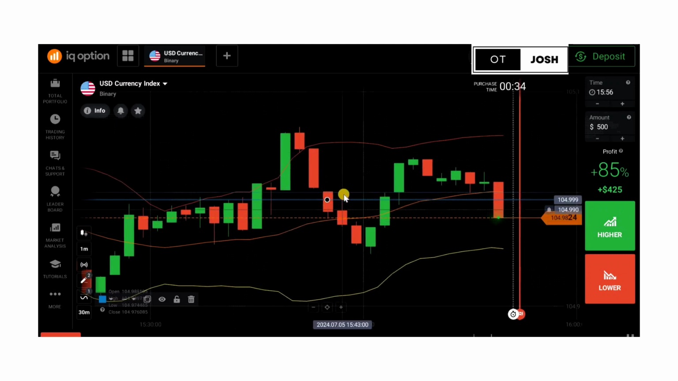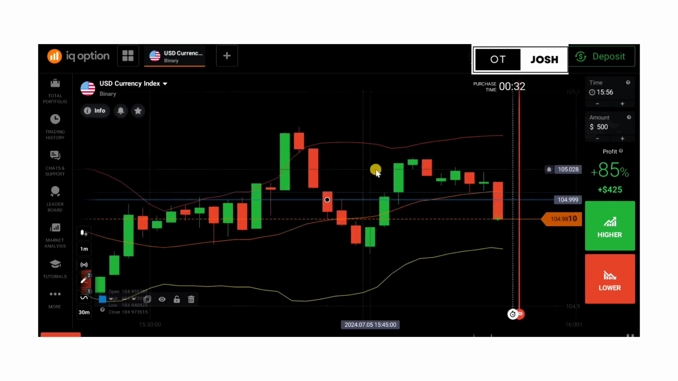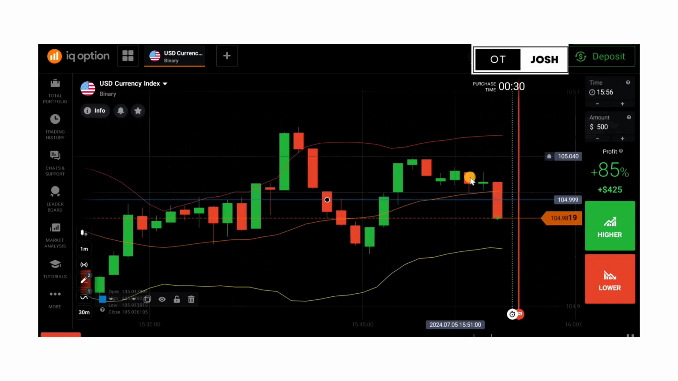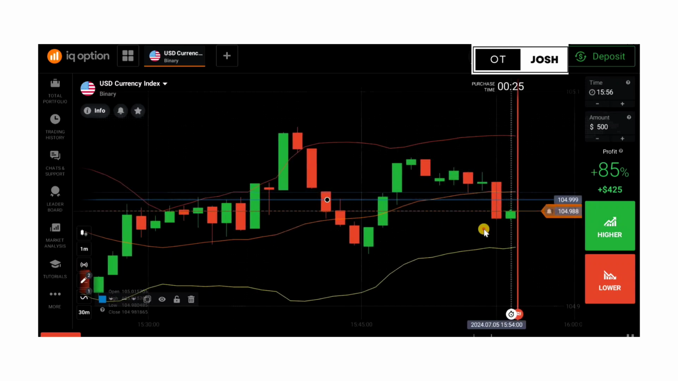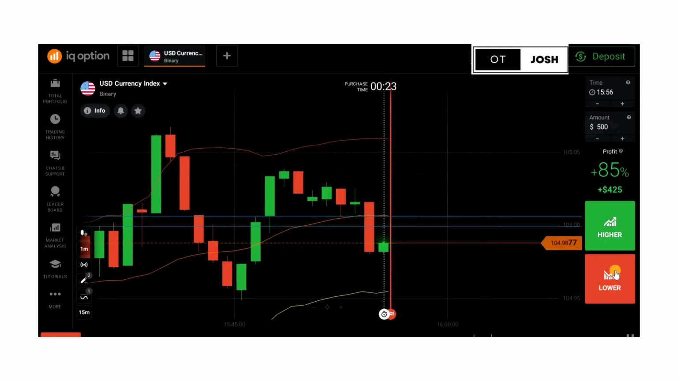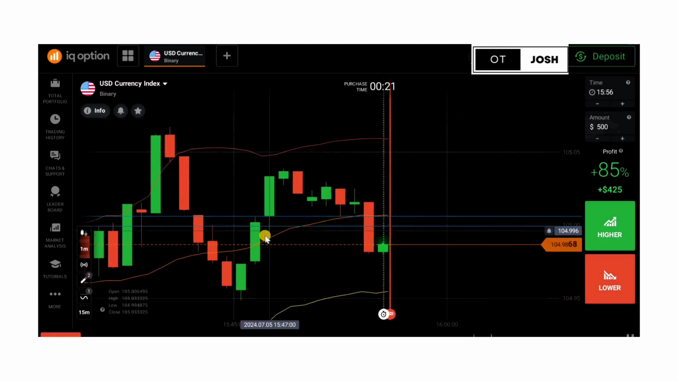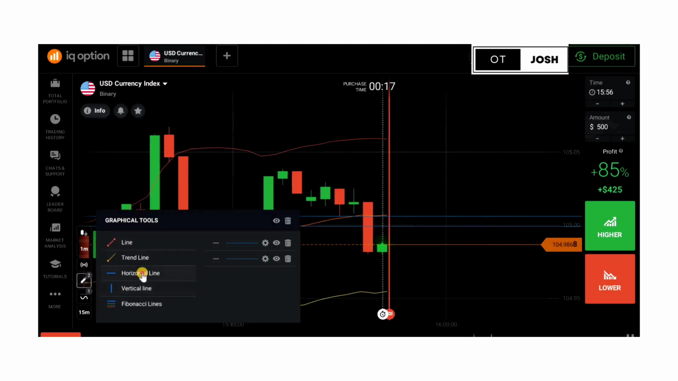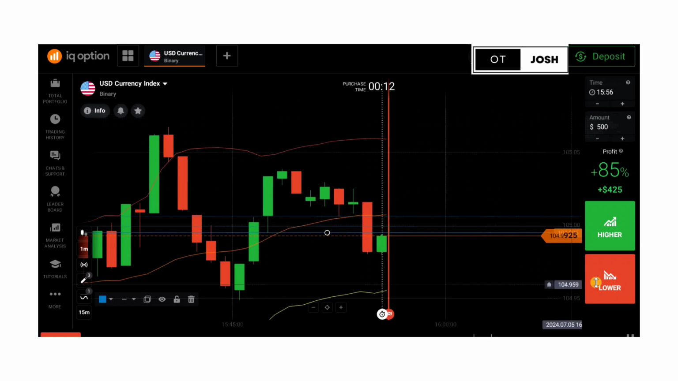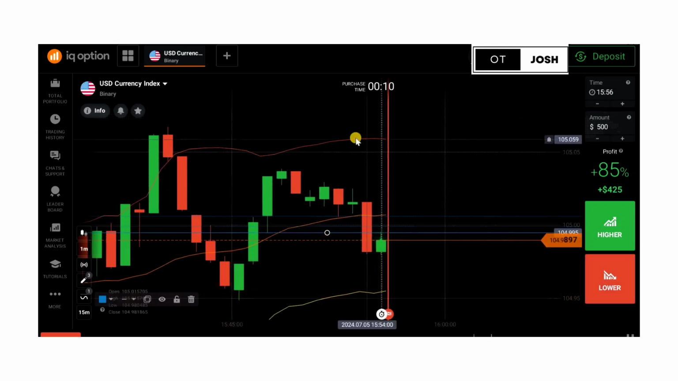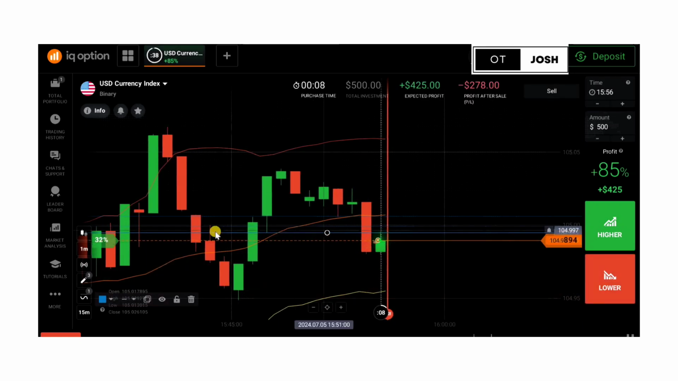It broke out again, acted as a resistance, broke out again, acted as a support here, acted as a support here. Now it has broken down, so it's going to act as a resistance if price comes back down there. So I'm going to wait for price to get there. This is the line here. I'm using this one. If I see that rejection, I go with it.